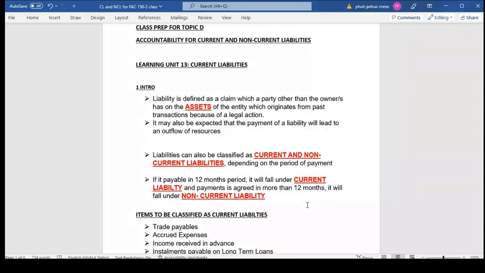A liability is defined as a claim which a party, the owner, has on an asset of the entity, which originates from past events because of legal actions. It may also be expected that the payment of a liability will lead to an outflow of resources out of the firm. A liability can be classified as current or non-current depending on the period of payment. If it is payable within 12 months, it will fall under current liabilities. If the payment agreed is more than 12 months, it will fall under non-current liabilities.